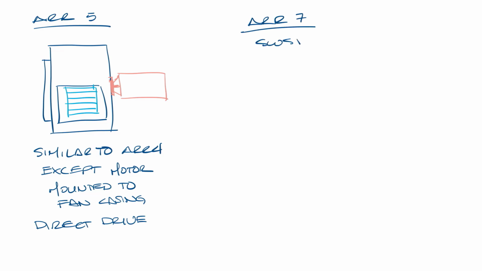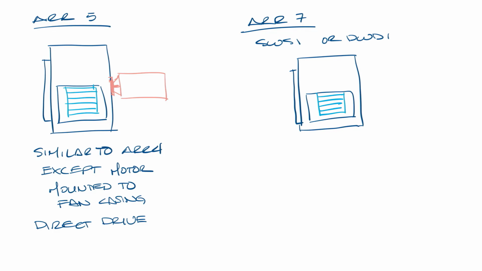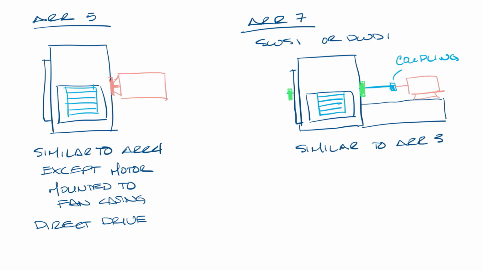Next is arrangement 7. Arrangement 7 is similar to arrangement 3, except that there is a motor pedestal for the motor. It can be SWSI or DWDI. It's used when the motor is coupled to the fan shaft, like this.